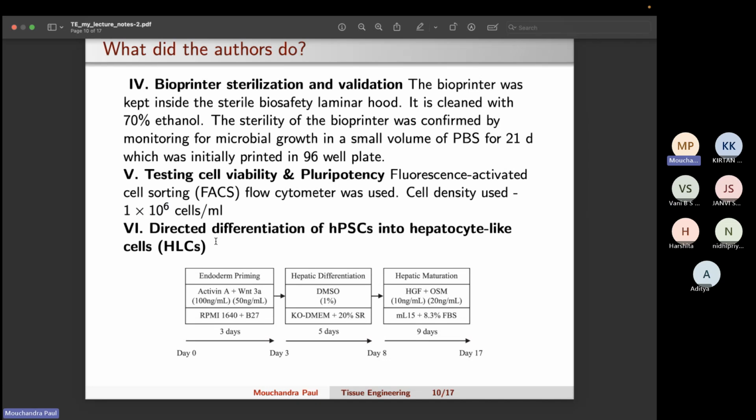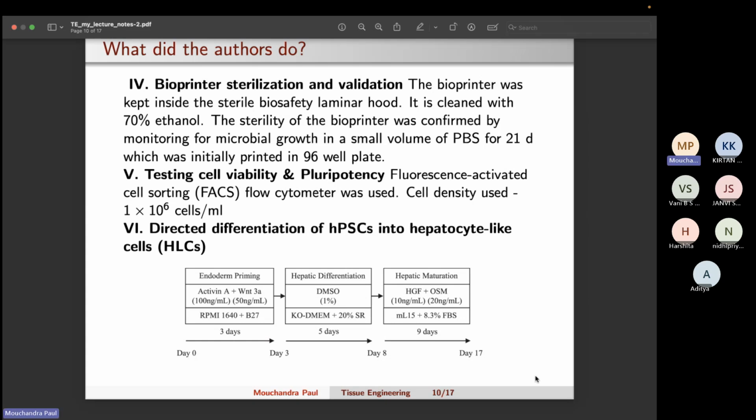Then they have also developed a protocol for differentiating the pluripotent stem cells into cells which are hepatocyte-like. They are not claiming that these cells are hepatocytes only, because I think they haven't done extensive gene expression studies for these cells. They have only done one or two studies, through which they are claiming that they are hepatocyte-like cells. So there is a difference in the term.